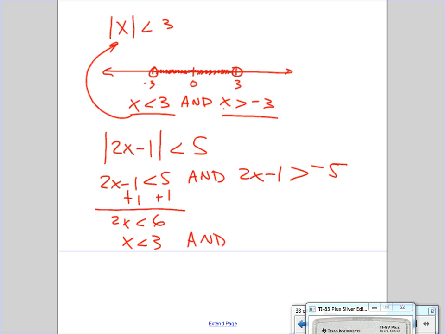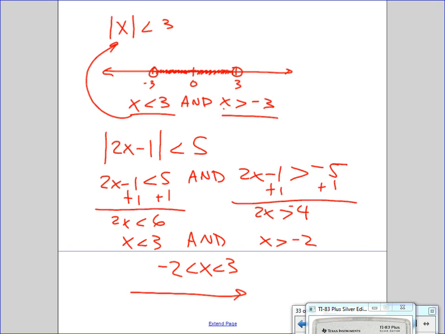And here, add 1 to both sides. We get 2x is greater than -4. Divide both sides by 2. We have x is greater than -2. So we have x is less than 3 and x is greater than -2. Now, as a single combined inequality, that would look like this: -2 less than x less than 3. And if you graphed it, you would have an open circle on -2, here's 0, an open circle on 3, and everything colored in between.